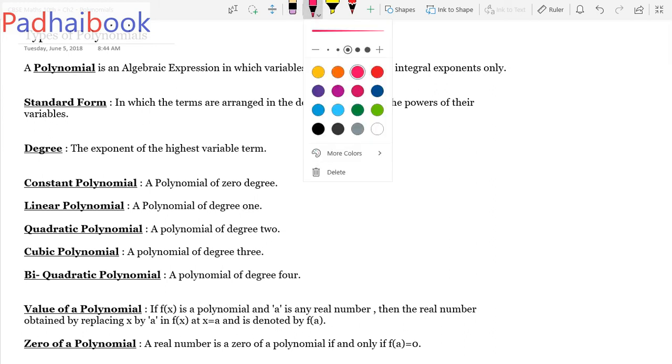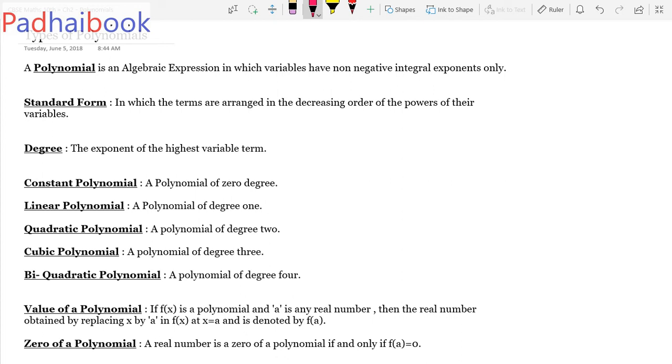Fine. The next is quadratic polynomial. A quadratic polynomial is of degree 2. Now, as you have seen a lot of quadratic equations, let's say 2x square plus 3x plus 1. This is a quadratic polynomial because it's in the standard form. It has the degree 2, as you can see. The highest power of the variable is 2.